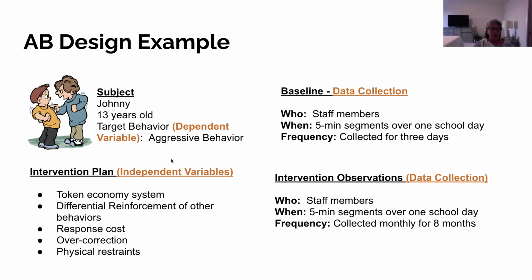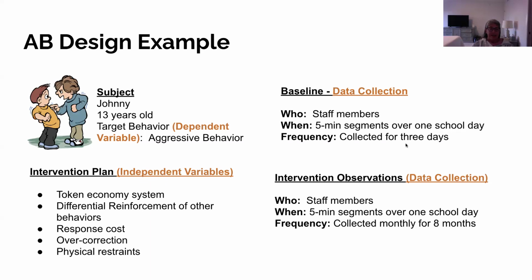So the dependent variable here, or the target behavior, is aggressive behavior. So we have Johnny, who's 13 years old, who's very aggressive, and we want to reduce his aggressive behavior. In this experiment, we're first going to collect some baseline data. And who's going to collect that? The staff members. Every 5 minutes, they're going to collect data about what's happening with Johnny in those 5 minutes. Is he being aggressive or not? They're going to do this for 3 days.